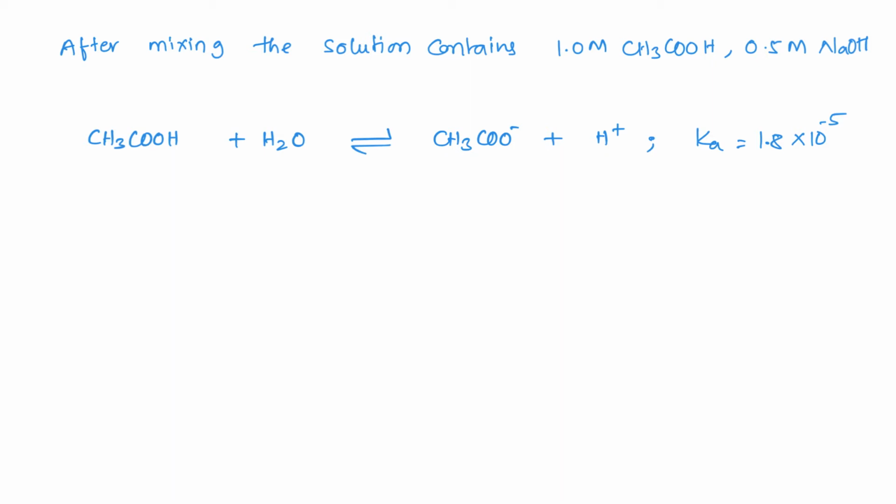Since this is a weak acid, at equilibrium, a majority of acetic acid molecules stay undissociated. Only a fraction of molecules break to give acetate ion and H+ ion. Therefore, acetic acid is the major species and acetate ion, which is the conjugate base of acetic acid, is the minor species.